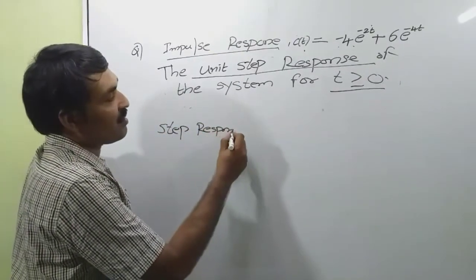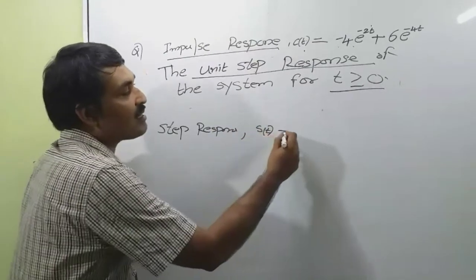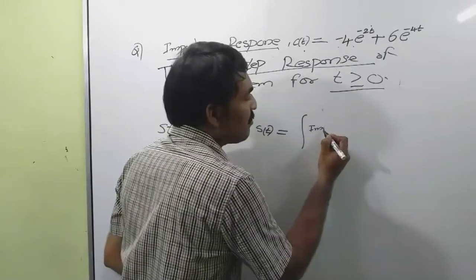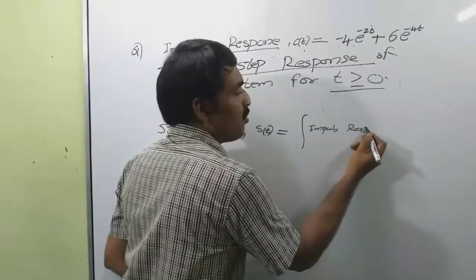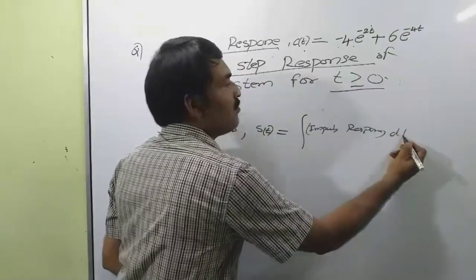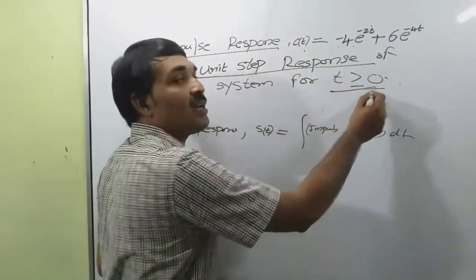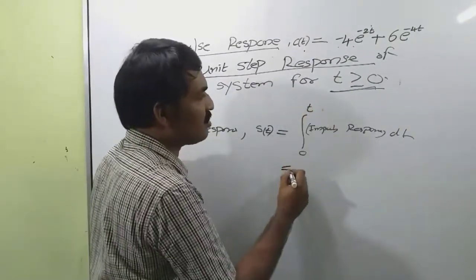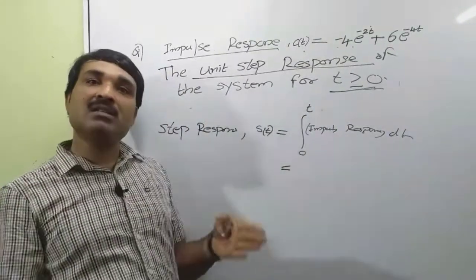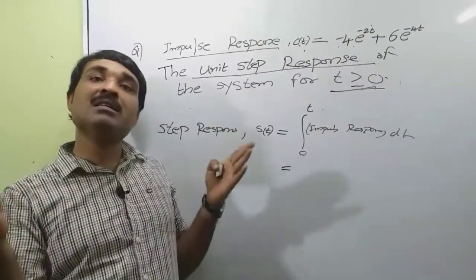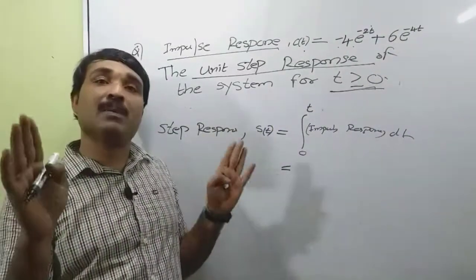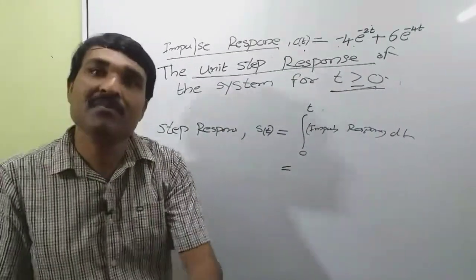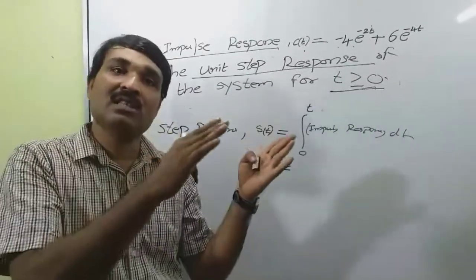response s of t is equal to the integral of the impulse response with respect to time. Here they are mentioning time t greater than or equal to 0, so the limit of integration becomes 0 to t. Again, if you want to find the impulse response from the step response, then the impulse response is equal to the derivative of the step response, and the step response is equal to the integral of the impulse response. For a detailed concept you can refer to Signals and Systems on our channel.